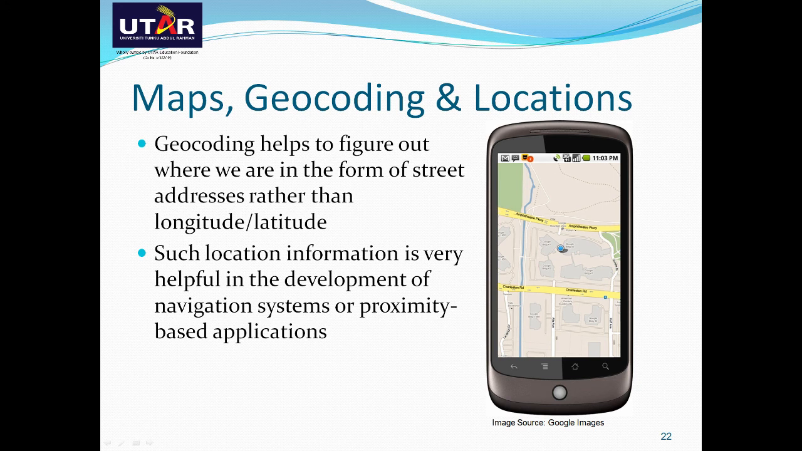Geocoding allows the applications to figure out the location based on street address rather than the longitude and latitude. Such location information is very helpful to develop navigation systems or proximity-based applications.